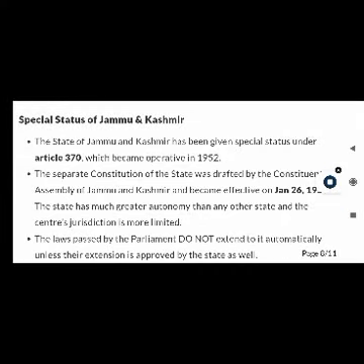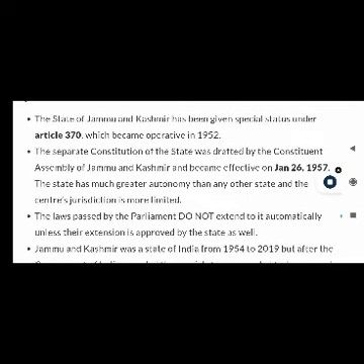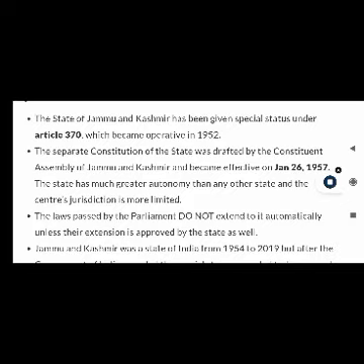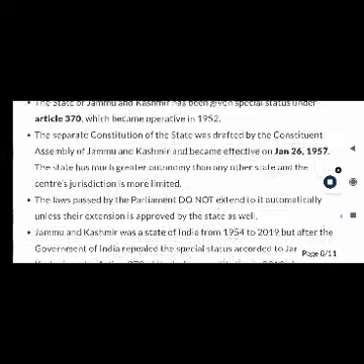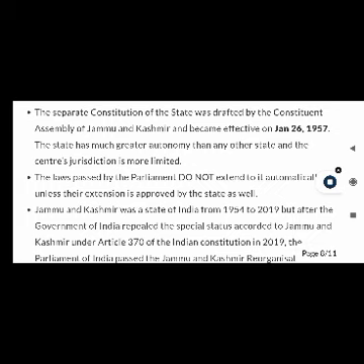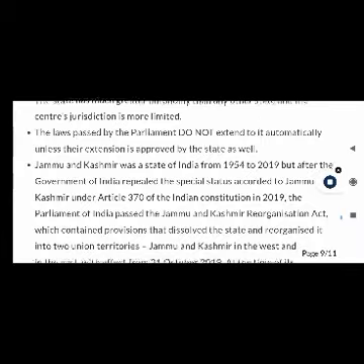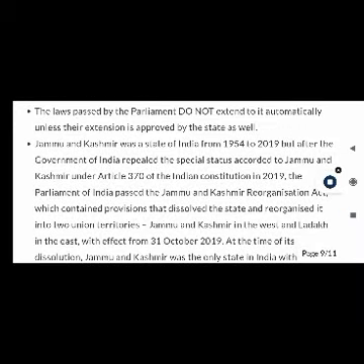Special status of Jammu and Kashmir. The state of Jammu and Kashmir has been given special status under Article 370, which became operative in 1952. The separate constitution of the state was drafted by the Constituent Assembly of Jammu and Kashmir and became effective on January 26, 1957. The state has much greater autonomy than any other state, and the Centre's jurisdiction is more limited. The laws passed by Parliament do not extend to it automatically unless their extension is approved by the state as well.